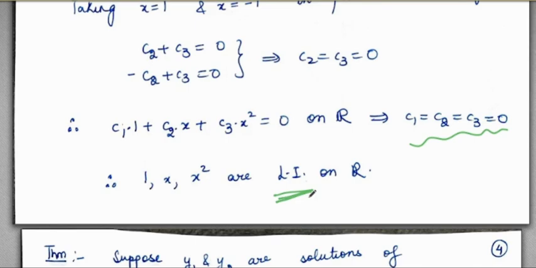For two functions, you just look at the ratio. If the ratio is a constant throughout the domain, you have linear dependence. If the ratio is not a constant throughout the domain, you have linear independence. And for three or more functions, you generalize it through the definitions that we have discussed just now.